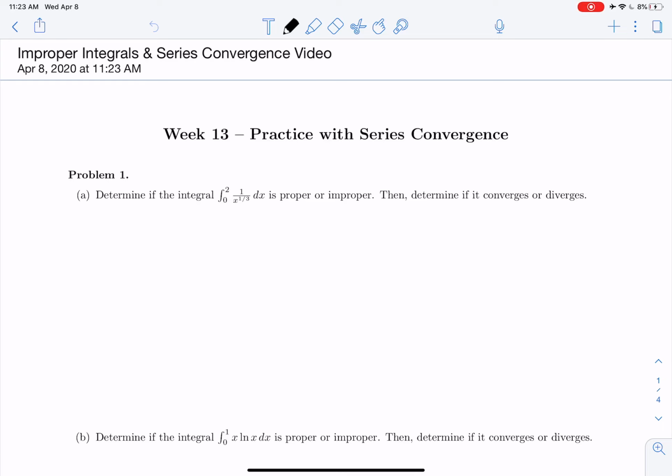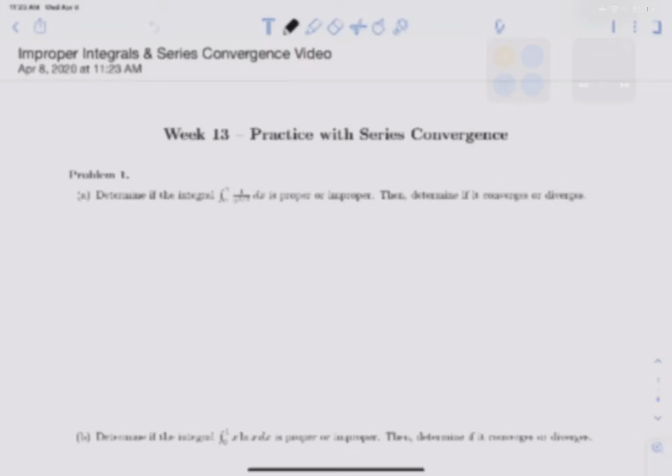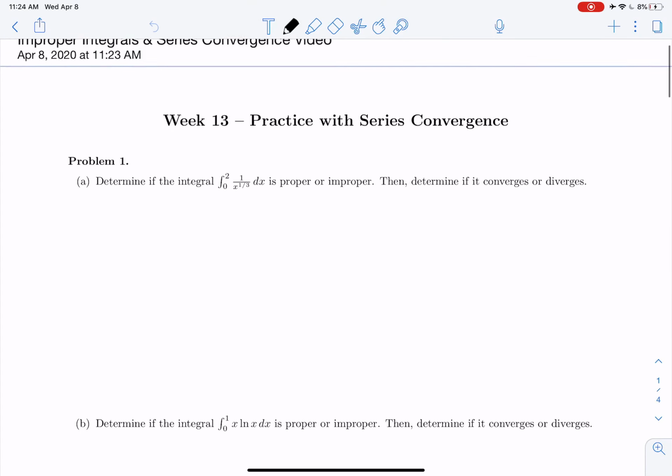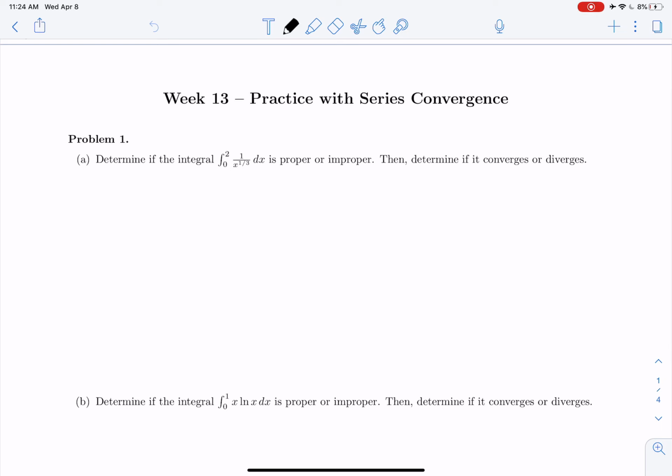Hey everyone, this is an extra video to review basically all of chapter 11 that we've seen, and then also as sort of a reflection from exam 2, just to touch base on improper integrals from section 7.8. So this problem 1 will be 7.8.